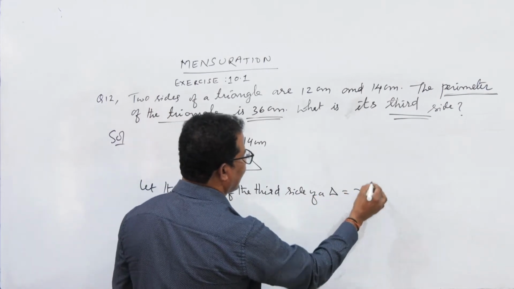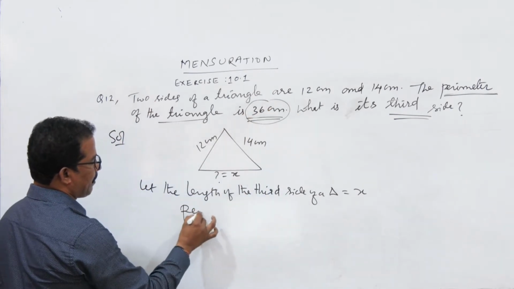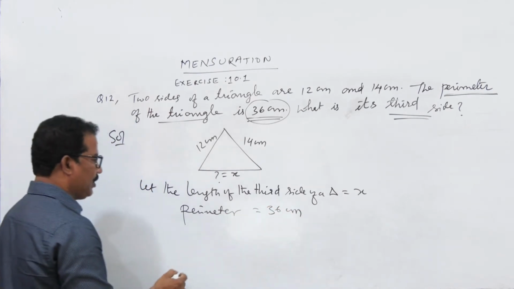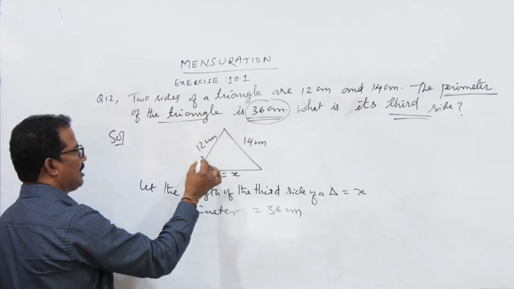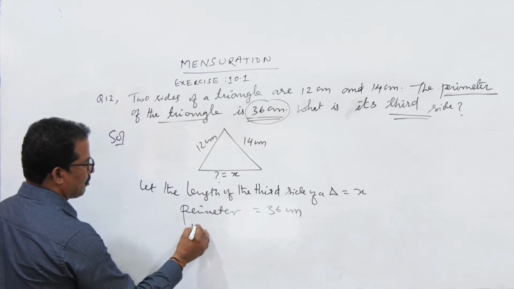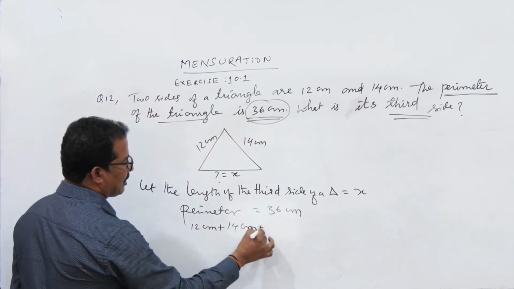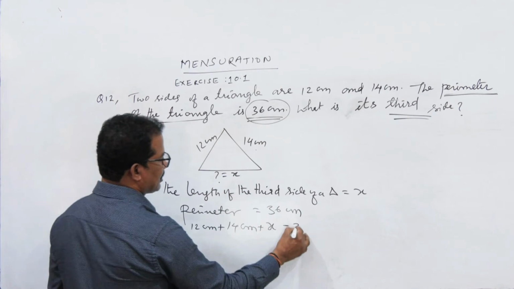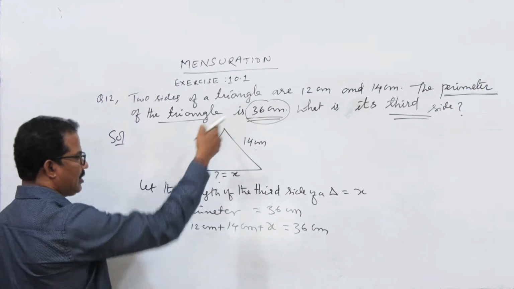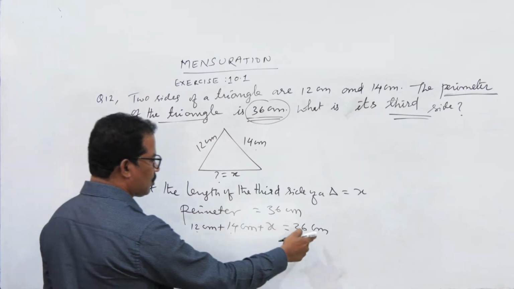of a triangle be x, and its perimeter is given, that is 36 centimeters. And we know that perimeter means the total length of the boundary. That means 12 centimeters plus 14 centimeters plus this x. So perimeter means the sum of these three sides. That is 12 centimeters, then 14 centimeters, and the third side we have taken as x. It is equal to 36 centimeters, because the perimeter is 36 centimeters. It is given in the question.